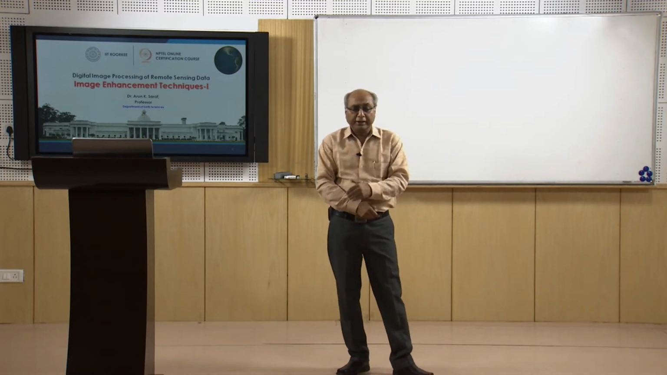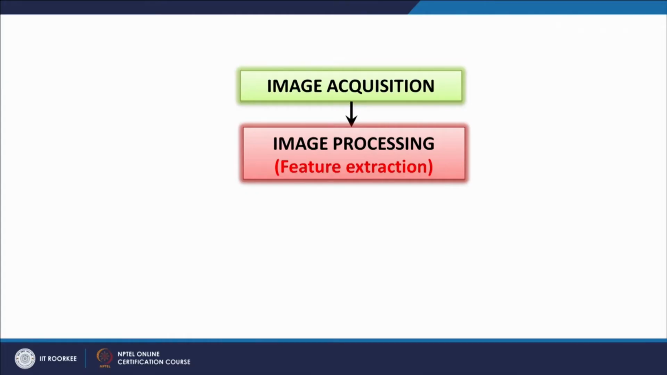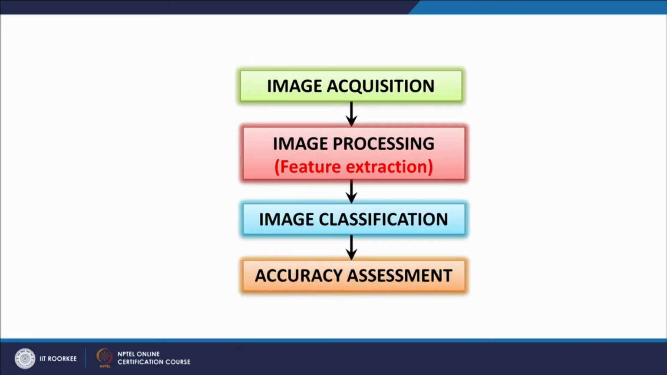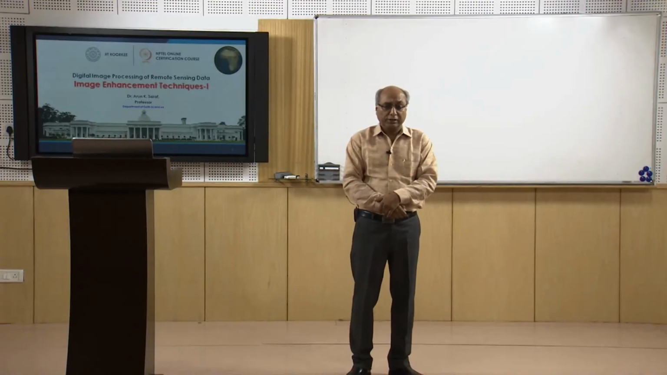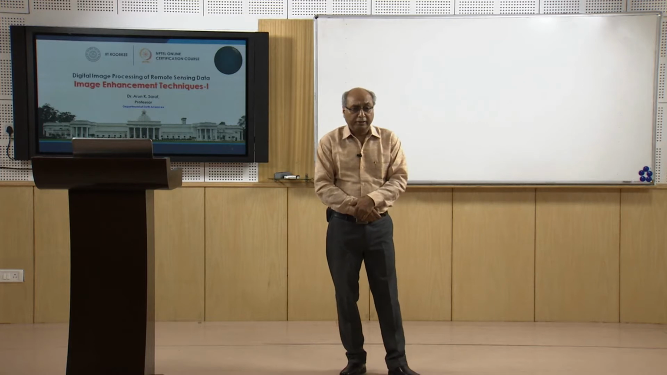Once the data is acquired, image processing starts, and the ultimate aim may be feature extraction, that is, through different classification techniques and then image classification. And finally, after classification, we may go for accuracy assessment to check how accurate our classification is against the real thing.